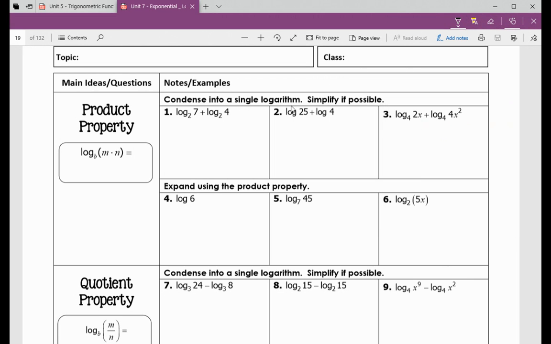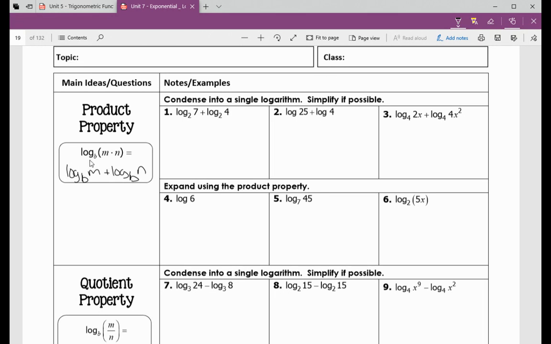So the product property says that if you have log base b of 2 things being multiplied together, you can separate them as log base b of m plus log base b of n. Okay? Now, this property goes both ways. So what we're going to do is we're going to learn how to take multiple logarithms and condense it down into one. And then we're going to take one logarithm and break it up into 2 or maybe even 3.